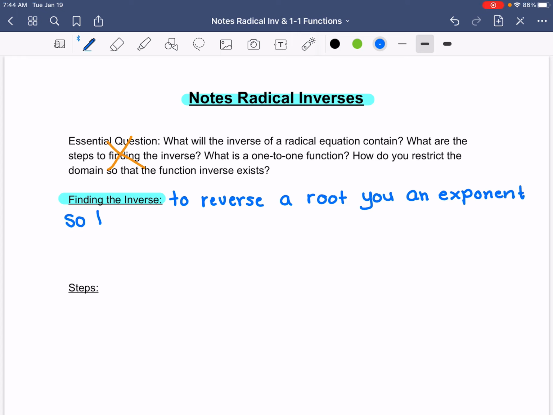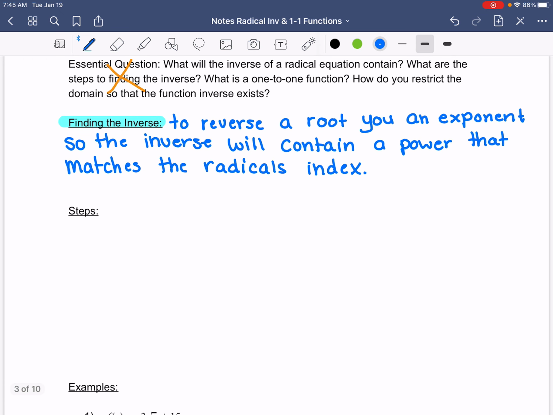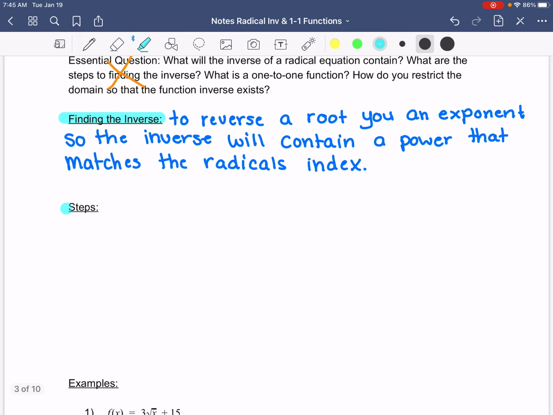So the inverse will contain a power that matches the root's or the radical's index, which is the little number that's at the outside. It's kind of like an exponent, but it's in front of the radical. That's the index.